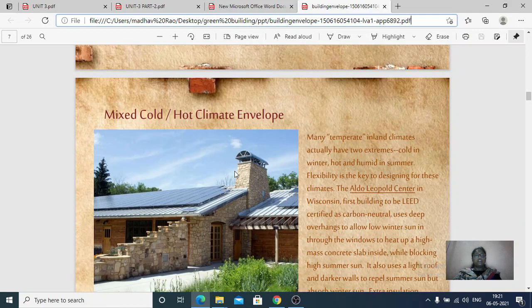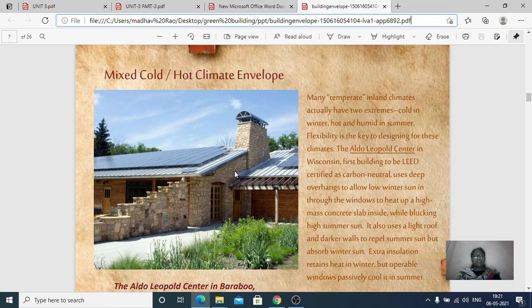Mixed cold or hot climate envelope. Here, many temperate inland climates. See here, these are all the case studies. So I have taken the PPTs directly, whatever the case studies are there, which are for the explanation. I have prepared the slides, right? Many temperate inland climates actually have two extremes: cold in winter, hot and humid in summer. Flexibility is the key to design for these climates.